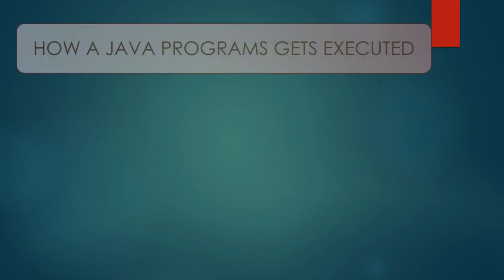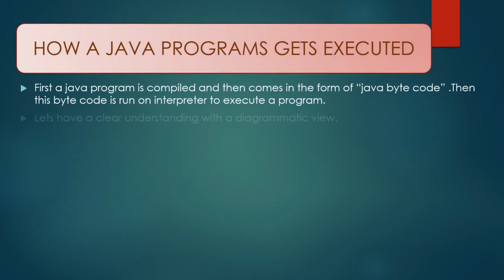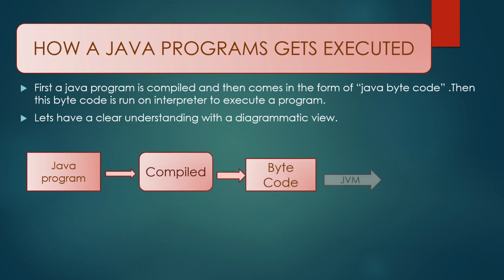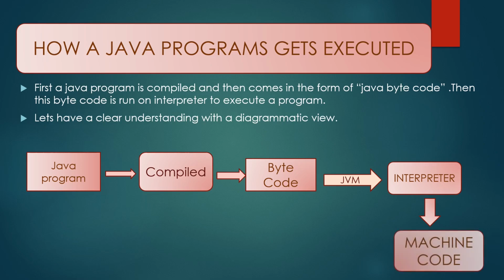Okay, so as we go ahead, let's look at how a Java program gets executed. To execute a Java program, it is necessary to install JDK software in our system. Inside JDK there is a compiler and an interpreter both. So let's look at how Java programs get executed. First, a Java program is compiled with the help of the compiler, and then it comes in the form of Java bytecode. Then this bytecode is run on the interpreter to execute the program.